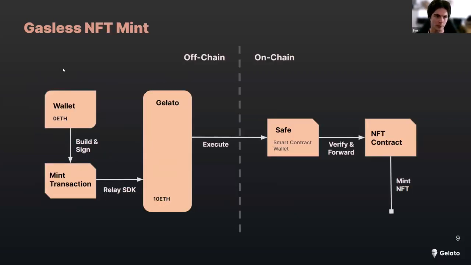Here's a quick flow diagram of a sort of gasless NFT mint using a safe. So this is a bit of account abstraction, which I'll elaborate on later. Let's imagine we have some EOA. This is the owner of the safe, in the case that we're using ECDSA, for example. This wallet has no Ethereum, so it can't actually transact.